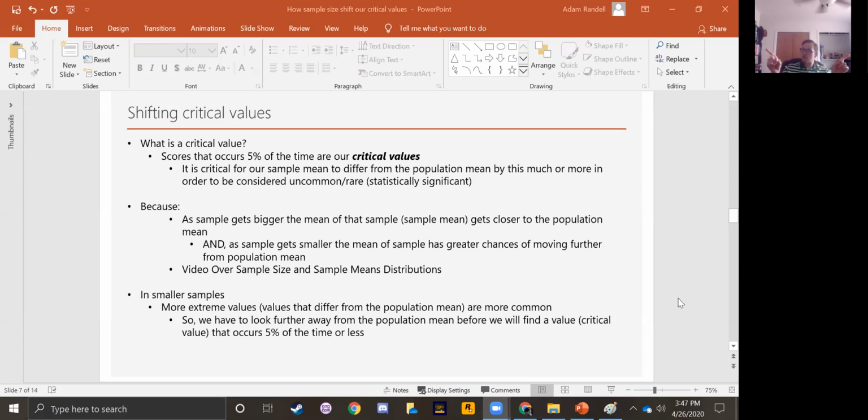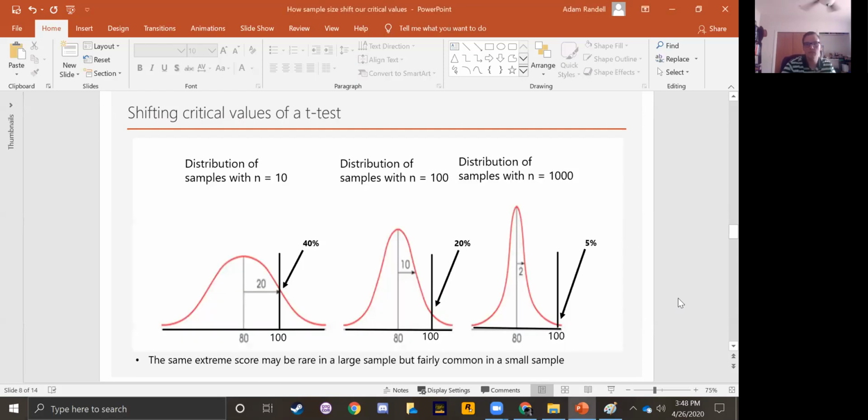Now, because those extreme values, values that differ from the population mean more, are more common, we have to look further and further out. We have to look to more and more extreme values before we find one that occurs 5% of the time or less. All right, and so to illustrate that, let's look at this.